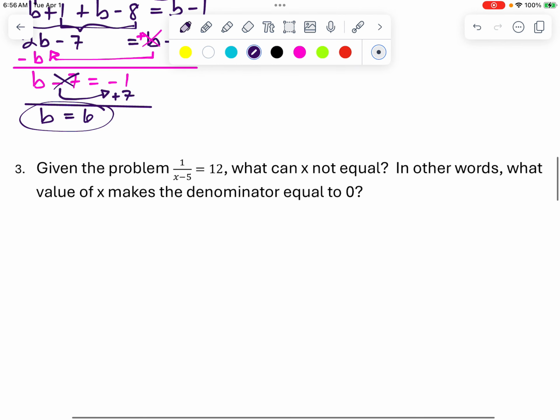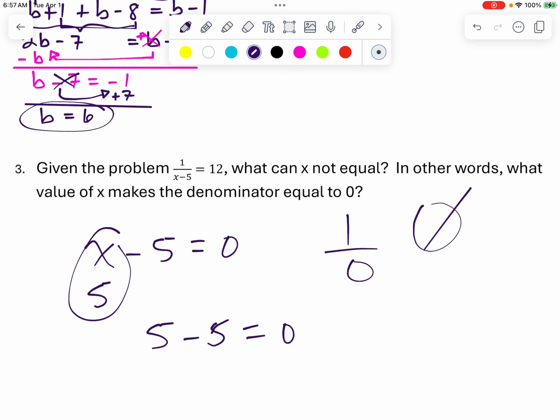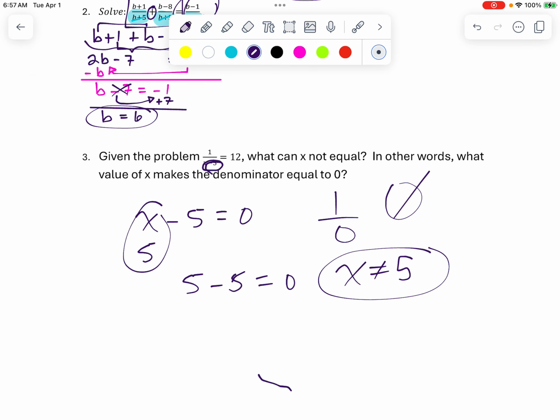All right, let's take a look at 3. Given the problem, 1 over x minus 5 equals 12, what can x not equal? So in this case, it's saying, in other words, what value of x makes the denominator equal to 0? So if I have x minus 5 equal to 0, well, I know that if I plug in a 5 right here for x, I get 5 minus 5 equals 0. And you cannot do 1 divided by 0 because that is undefined. So our answer would be x cannot equal 5, because if it does, it makes this part right here 0, and that whole problem would be undefined.